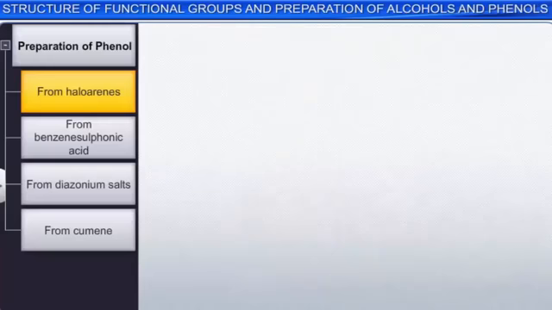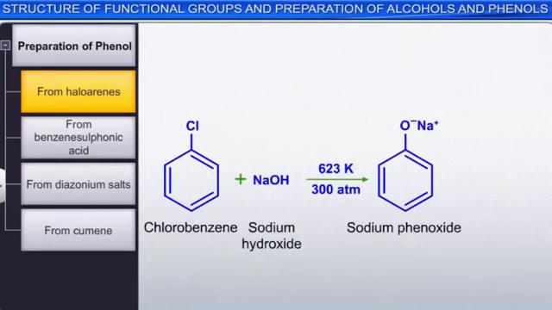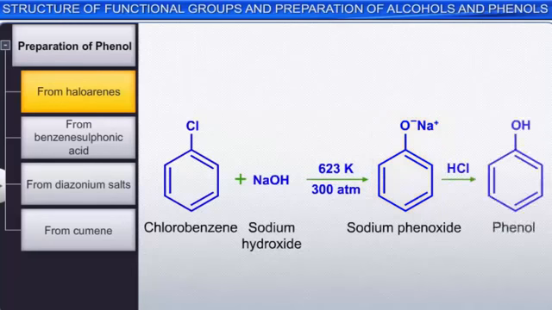The first route for the preparation of phenol is from haloarenes. In the first step of this process, a haloarene is reacted with sodium hydroxide at high temperature and pressure. In the equation shown here, chlorobenzene is reacted with sodium hydroxide to form sodium phenoxide. Then, the sodium phenoxide is acidified to form phenol.